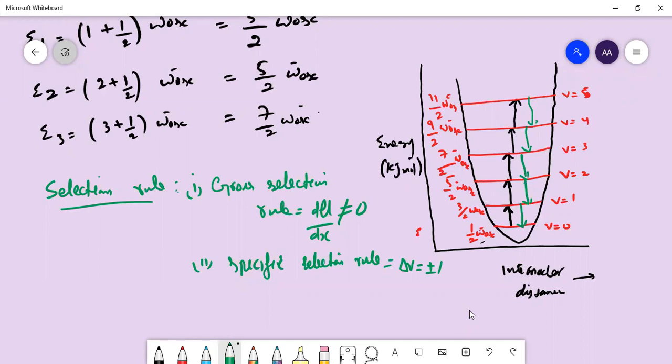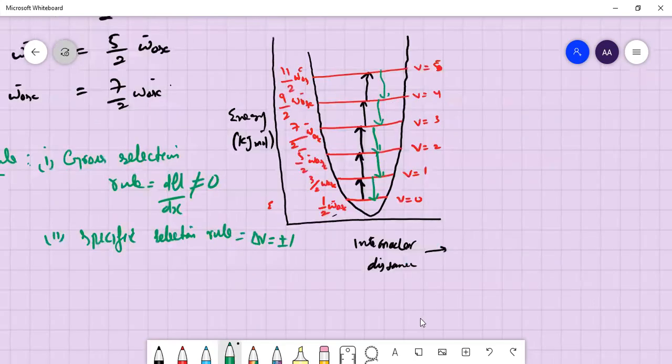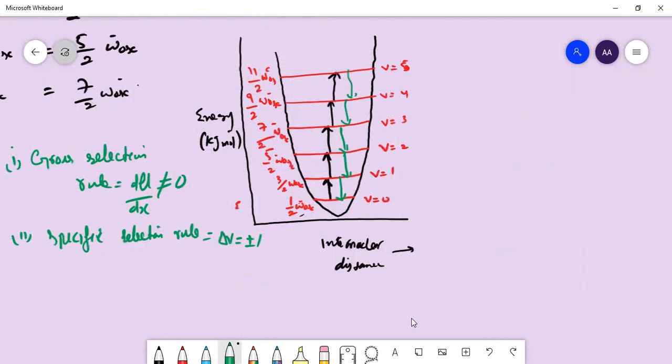So if I apply the selection rule, I will find out whether the difference between these two energy levels is the same or different. In the case of rotational spectroscopy, the energy levels we drew were like this. The gap between the first energy levels is small, then it increases and increases and increases, and so on.